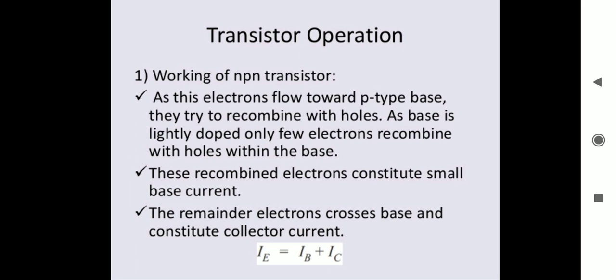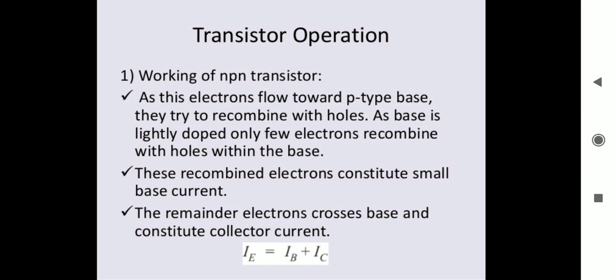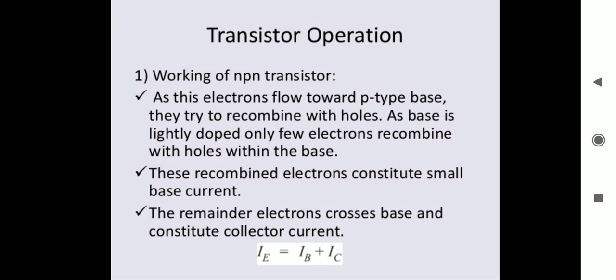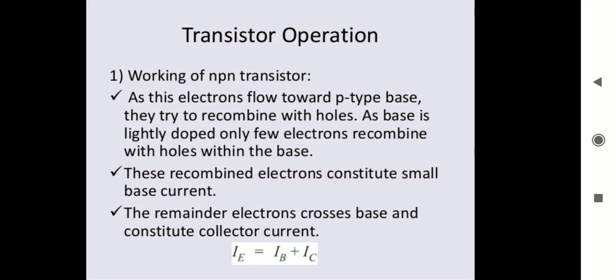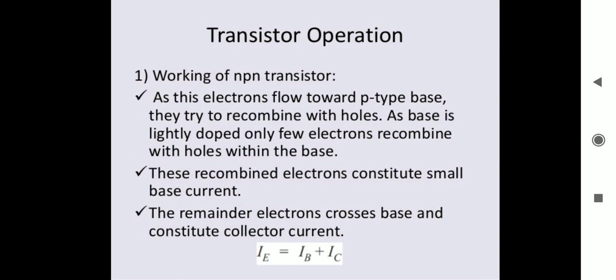The emitter current is equal to the sum of collector and base current. So the final equation, you can see, the emitter current IE equals the sum of collector current IC plus base current IB. So this is the equation for emitter current: IE = IC + IB.